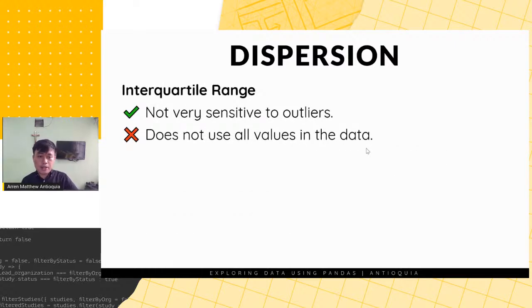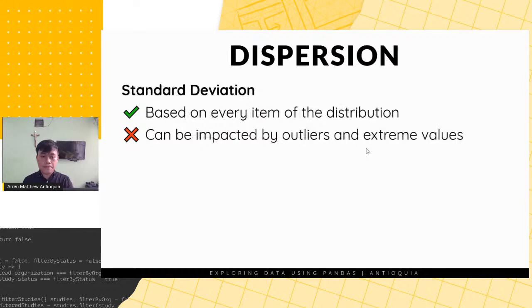That is again solved by your interquartile range or IQR. It's not very sensitive to outliers because you're talking about the median values of the upper and the lower half of the data. You're not considering the extreme values, right? You're considering the median of the upper and the lower half. However, again, it still does not use all of the values in the data.